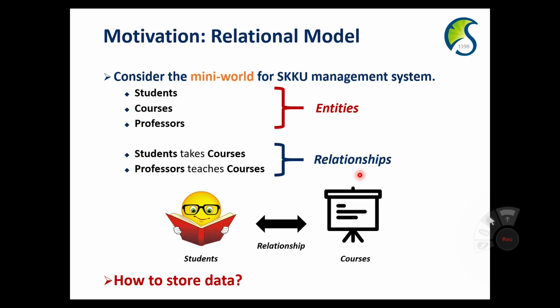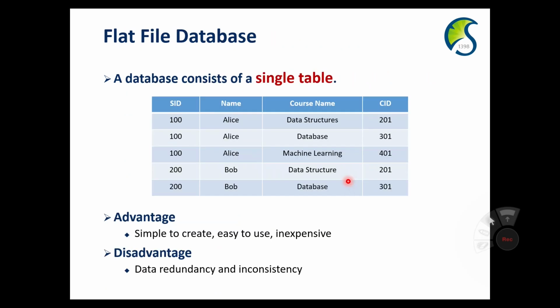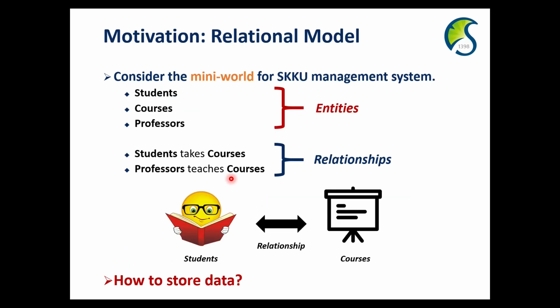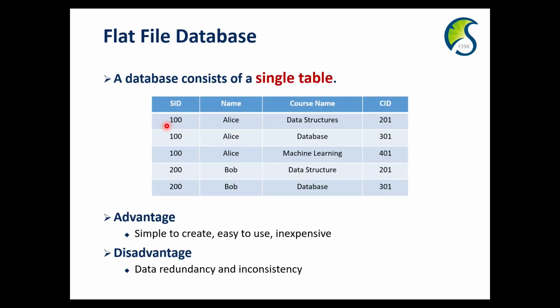And now the question is, how to store these data? Basically, we can consider the flat database. The meaning of a flat file database is that we just store the data as a single table. So this is our information for the students, courses, and professors. We can just store those data into one single table.